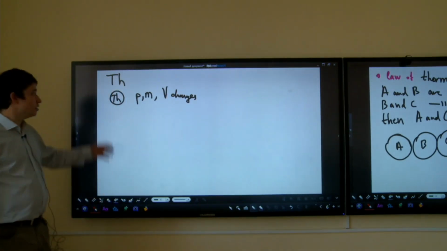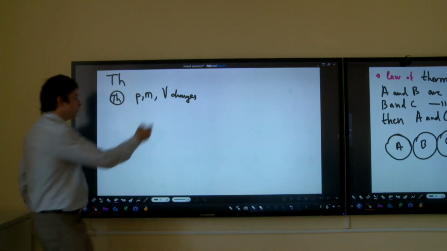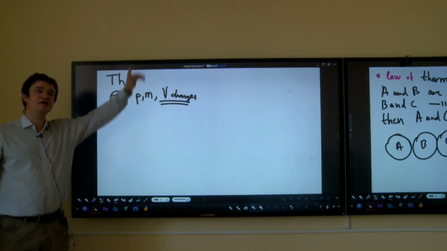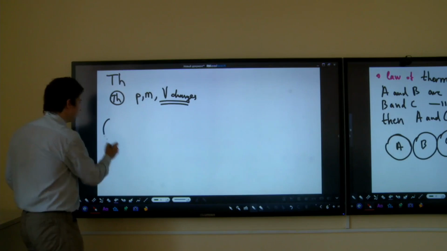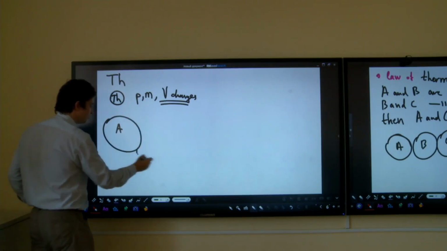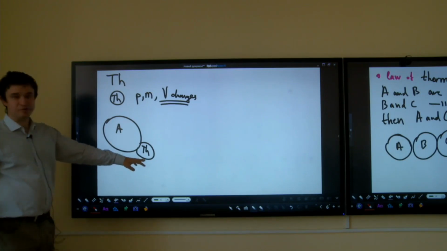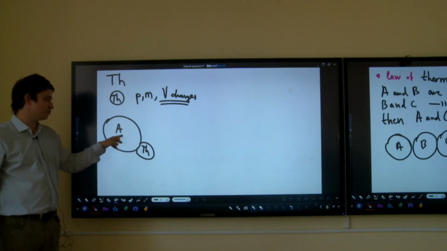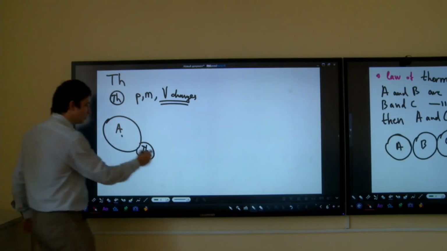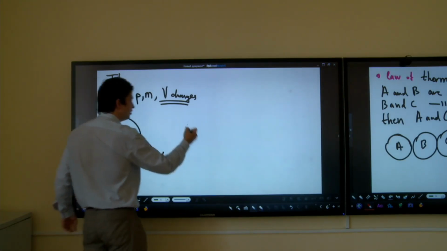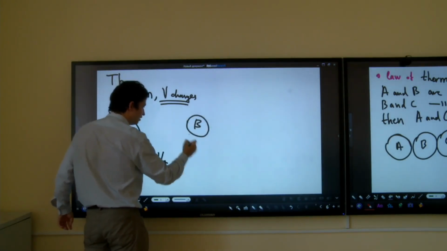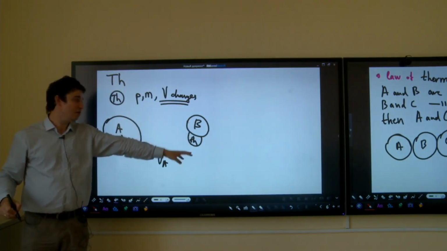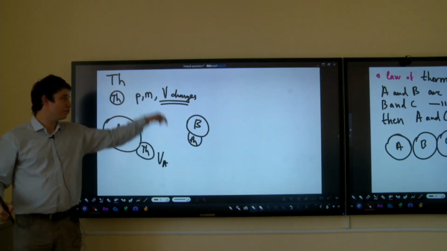Volume can be used to characterize any other system. I can bring the system into contact and measure the volume after the thermal equilibrium is established in the compound system out of A and TH. That characterizes the state of the system B by one variable, the volume of the system TH.